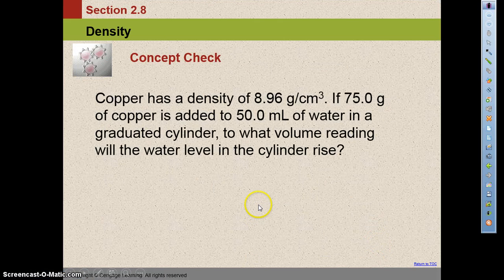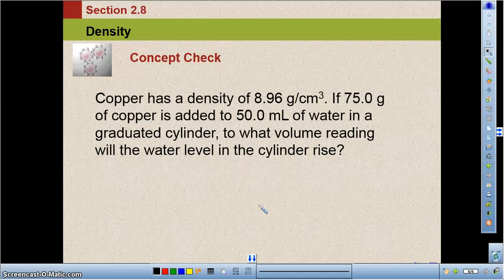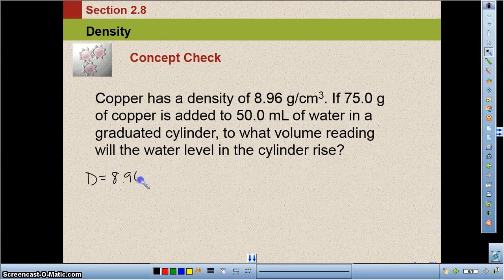All right, let's look at one that's maybe a little bit more difficult. Copper has a density of, let's just write that down, density is 8.96 grams per cubic centimeter. If 75 grams of copper, so here's our mass of copper, 75 grams, is added to 50 milliliters of water in a graduated cylinder, to what volume reading will the water level in the cylinder rise?